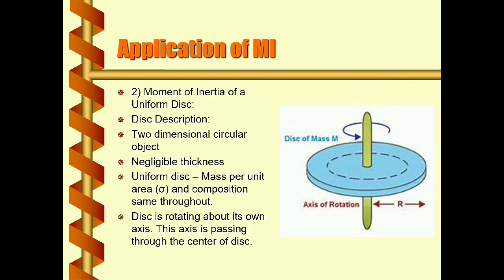Second application: consider the moment of inertia of a uniform disk. What do we mean by a uniform disk? It means you consider the mass per unit area of the disk to be constant throughout, so we call it a uniform disk. The disk is actually a two-dimensional circular object, and we will again neglect the thickness of the disk. As we consider a uniform disk, we consider mass per unit area, and that quantity we denote by sigma. The axis of rotation of the disk is passing through the center and perpendicular to the plane of the disk.